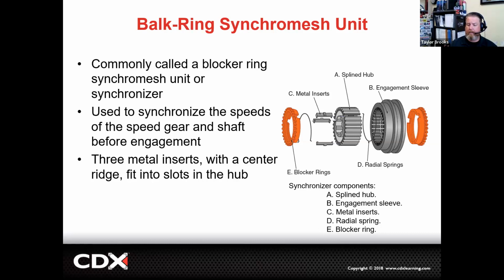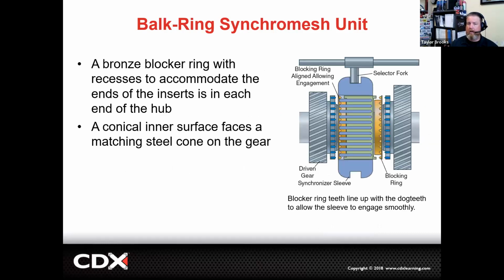Now we're going to have several different components that make up our synchronizer. We're going to have our slider, our hub, our blocker rings or bulk rings, and then the speed gears themselves. The rings, the blocker rings themselves or bulk rings are typically going to be made of bronze or brass.